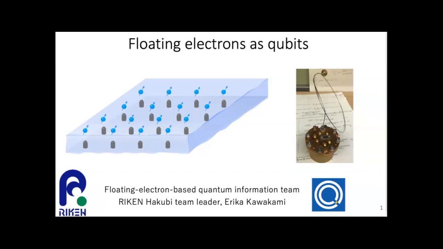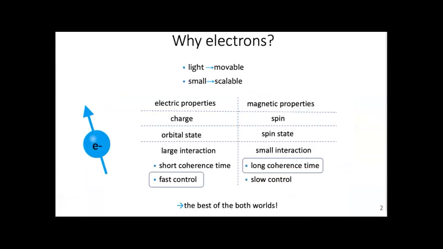We would like to use floating electrons as qubits. We would like to make qubits out of electrons floating on the surface of helium. First of all, I would like to tell you why we would like to use electrons as qubits.